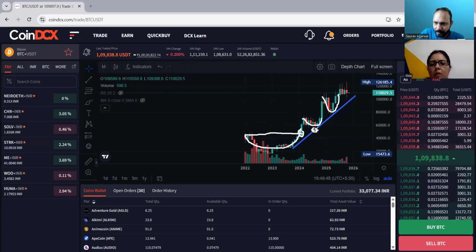Fine. So similarly, here also there was a rounding bottom. It gave a breakout with a green candle, right? This is a big green candle, right? And then again it did a retest, right?